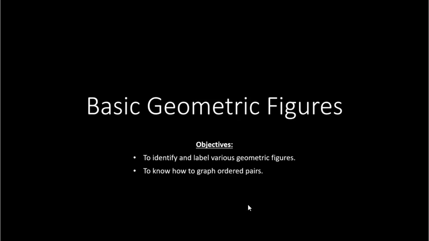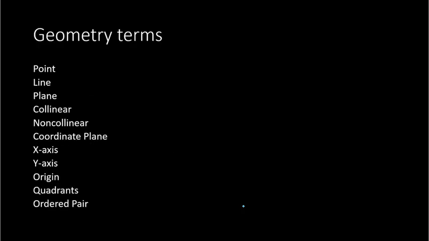In this video, you will learn to identify and label various geometric figures and to know how to graph ordered pairs. Now the terms we're going to cover in this lesson are here on this slide. We have point, line, plane, collinear and non-collinear. We have coordinate plane, x and y axis, origin, quadrants, and ordered pair.